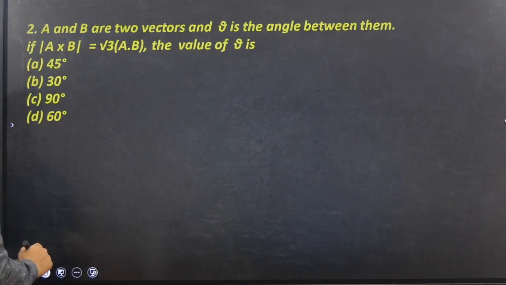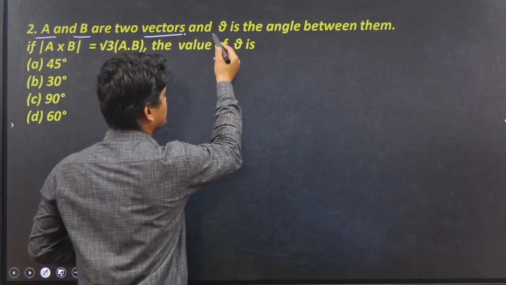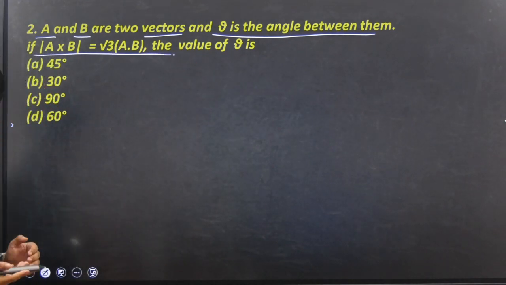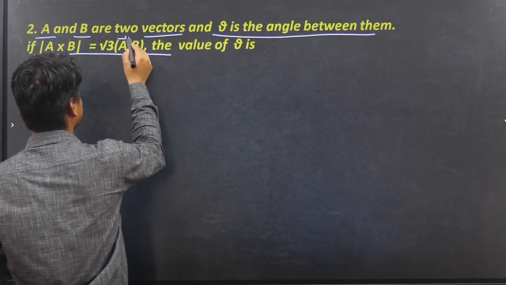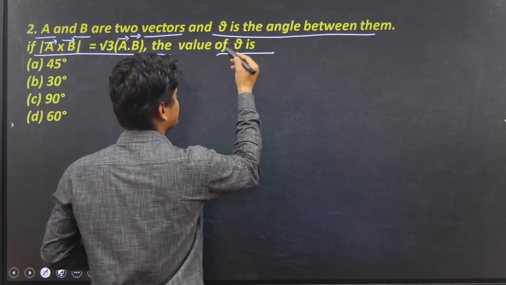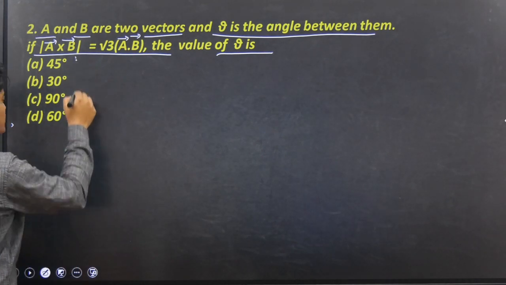Now come to the next question. Here it is given A vector and B vector are two vectors, and theta is the angle between them. If A cross B equals root 3 times A dot B, then what is the value of theta? Theta is the angle between A vector and B vector. Now take the condition.